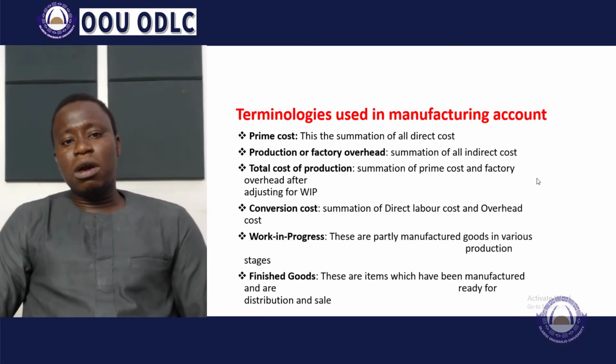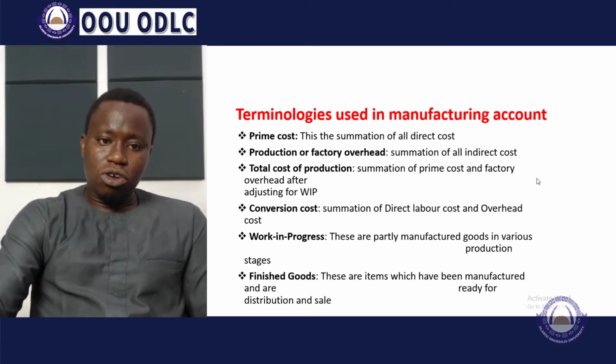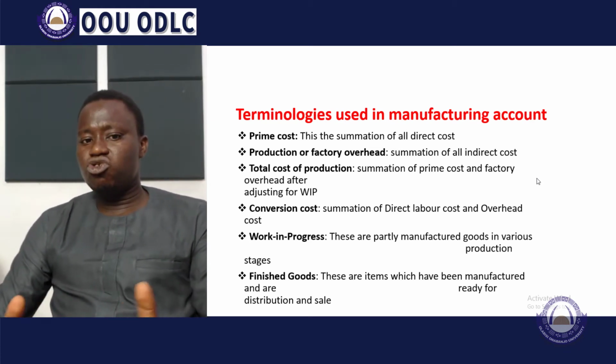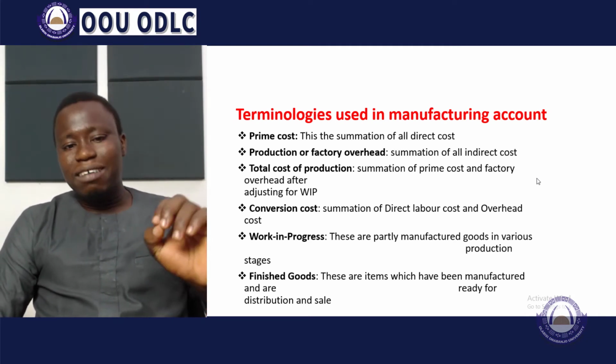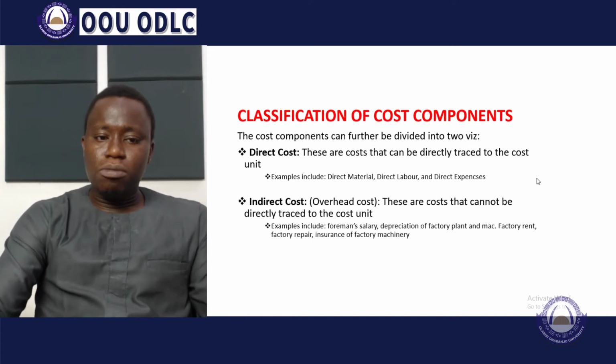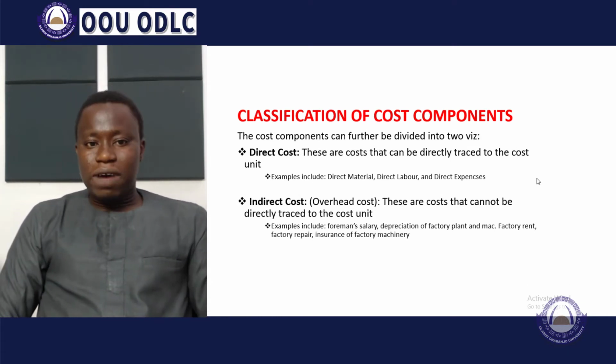Then there's another one we call production or factory overhead. So also we have the indirect cost, the summation of all your indirect costs, that is costs that cannot be directly traced to a cost unit. The summation of everything is the factory overhead or the production overhead.